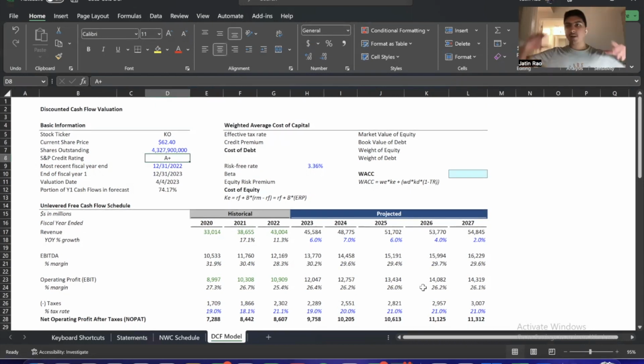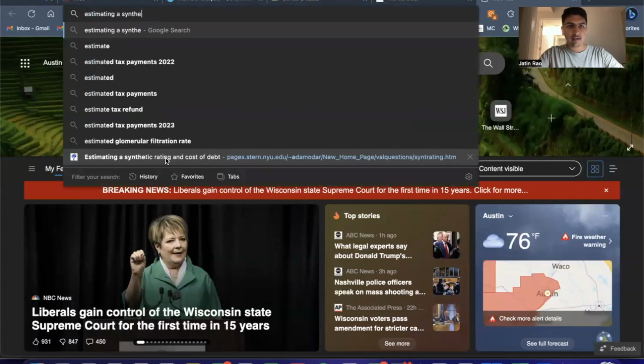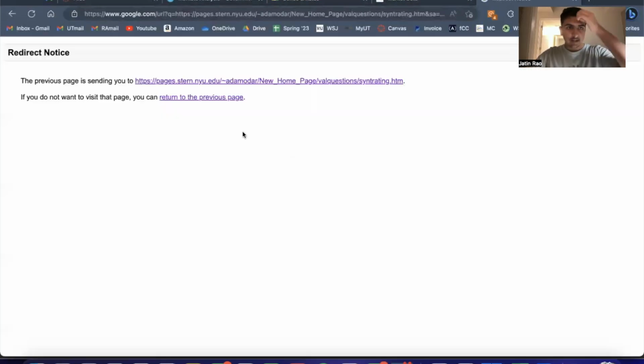at its credit rating. There is a whole list of credit ratings that ratings agencies like S&P, Moody's, and Fitch release. The most commonly used one, I'm pretty sure, is Standard & Poor's, S&P credit ratings. A+ is a very good credit rating. So the lower a credit rating is, meaning you have worse credit history, the higher that credit premium is going to be, right? That should intuitively make sense. But what is that credit premium actually going to be? You can go to estimating a synthetic rating and cost of debt.